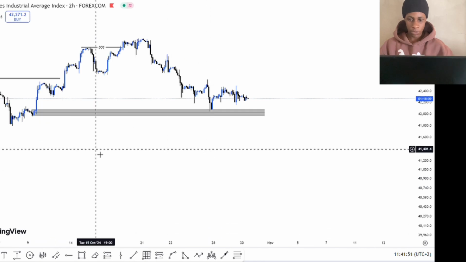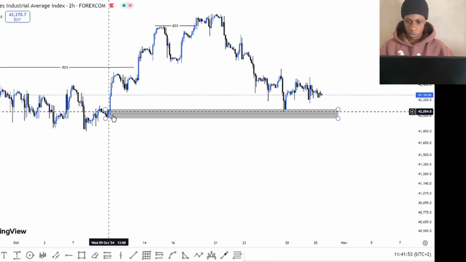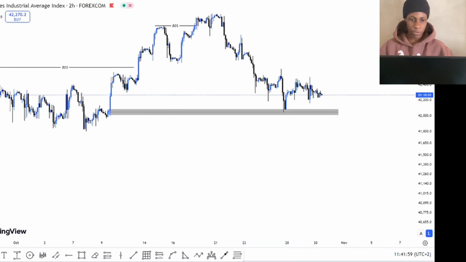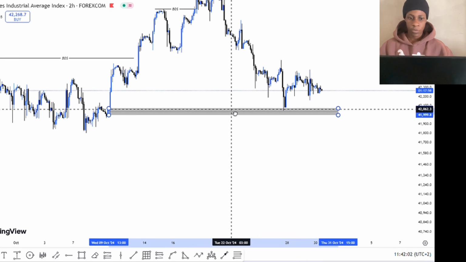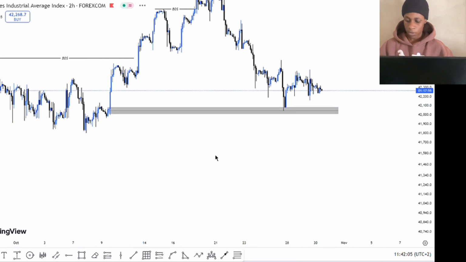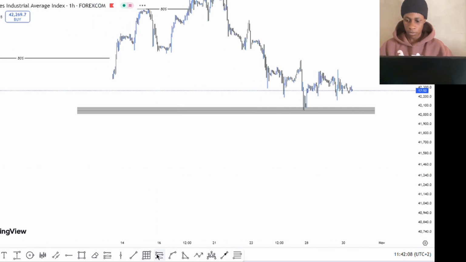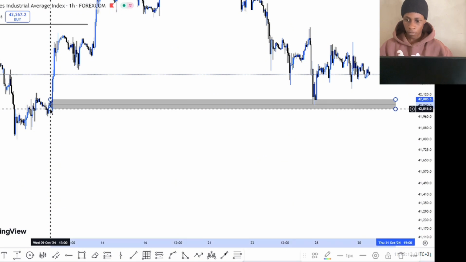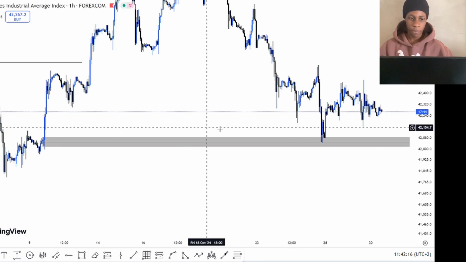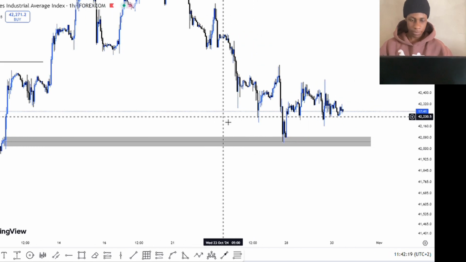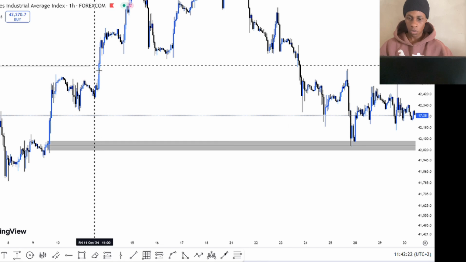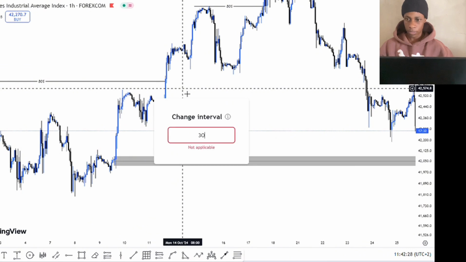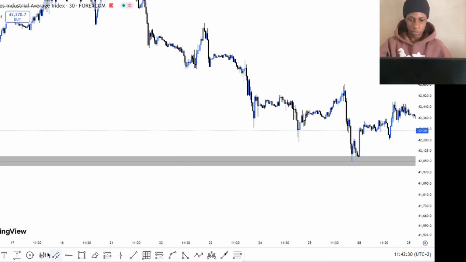Let's move down to 2 hours so that we can refine this zone. If we refine it to the 2 hour time frame, this is what we have. And let's move down to 1 hour to refine it more. Now on the 1 hour time frame, this is what we have. So since we've refined it on the 1 hour time frame, let's move down to 30 minutes.